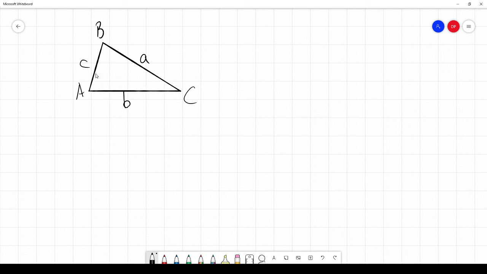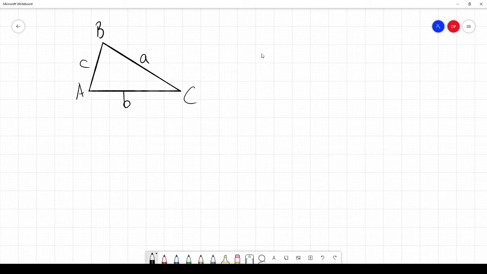This is done intentionally because generally the length of the opposite side will be in a similar ratio as the angle. For example, if angle B is the biggest angle of this triangle, then the side opposite that would be the longest side. And if angle A was the smallest angle, then side a would be the shortest side. That's just a general idea for triangles.